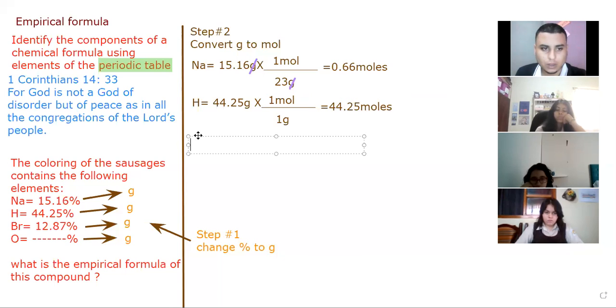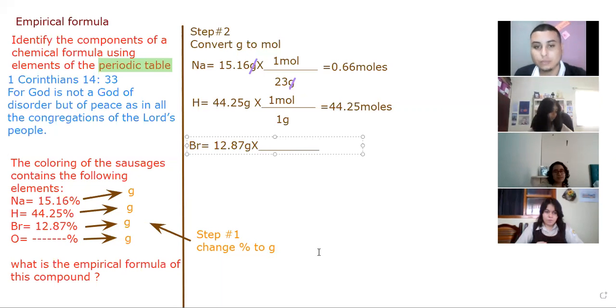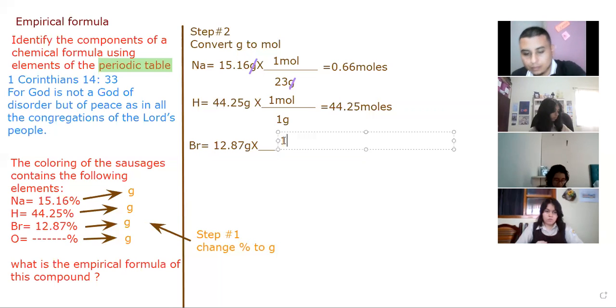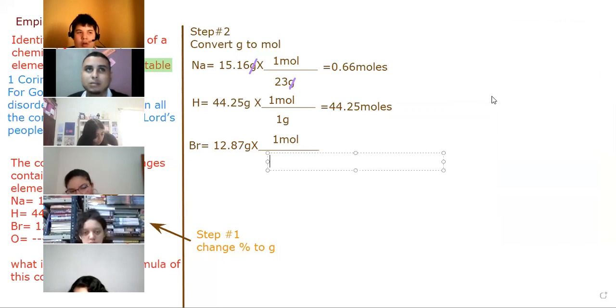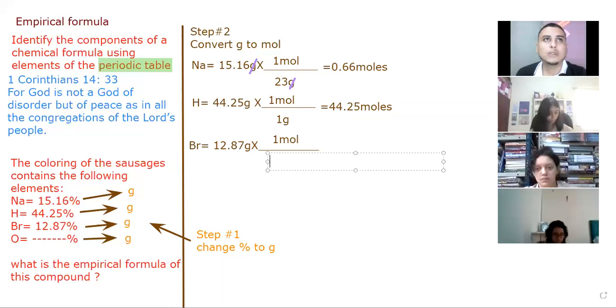Okay, continue. Bromine equal. How many grams of bromine do we have there? 12.87 grams times and the line. Again, mole is up. And how many grams contain bromine in the periodic table? It's on the right of the periodic table. 80. I'm not sure if it's under the chlorine or over the chlorine, but if you say that it's 80, it's 80.